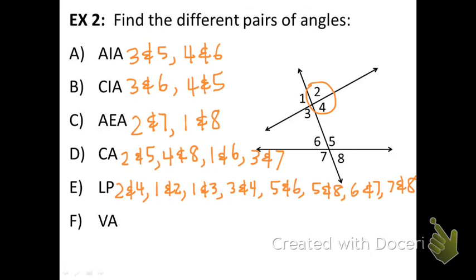Okay, our vertical angles are the ones that form an X. So we're talking like 2 and 3. We can do 1 and 4. And down on the bottom we've got 5 and 7. And then last 6 and 8.